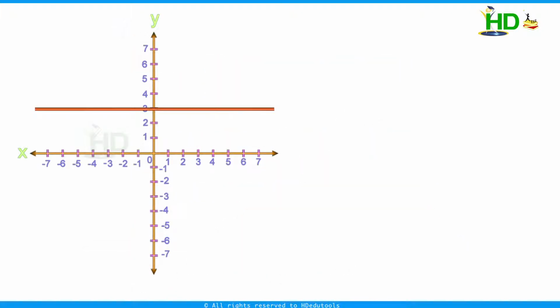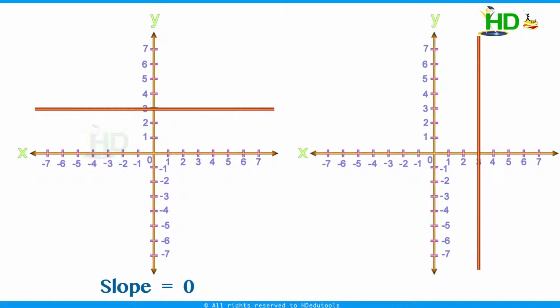Suppose I draw a straight line parallel to the x-axis. Now what is the slope of this line? The slope of this line is 0. Similarly, if you draw a straight line parallel to the y-axis, what is the slope of this line? The slope of this line is infinity. That means without change in x, the y changes to infinity. In the other case, with the change in x, there is no change in y. The slope of a straight line parallel to the x-axis is 0. The slope of a straight line parallel to the y-axis is infinity. The idea of slope is how the vertical axis is varying with respect to the horizontal axis.